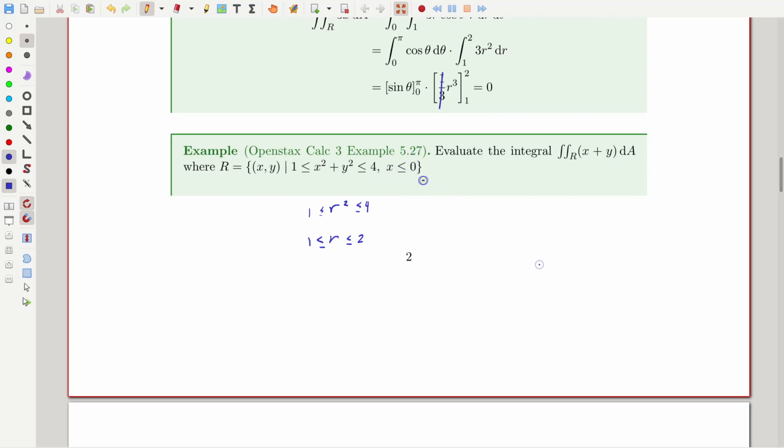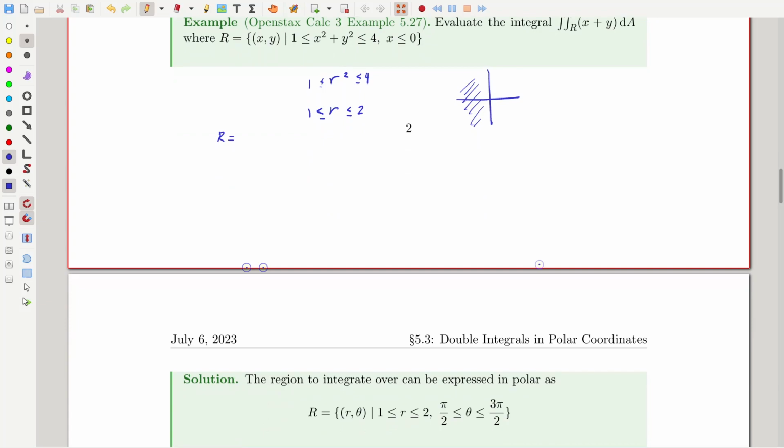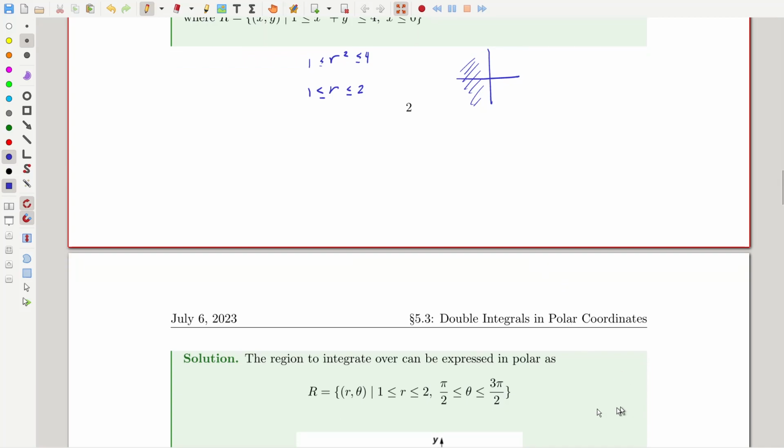This x is also telling us something. It's going to specify what quadrant the region is supposed to be within. So x being less than 0 means that we are in these two quadrants. And so when we convert this region, it becomes the region I already wrote down, so I'm not going to bother writing it by hand. You see that we have r between 1 and 2, and the angle theta between pi over 2 and 3 pi over 2. That lands us in the second and third quadrants.